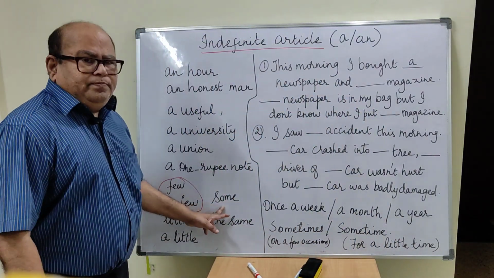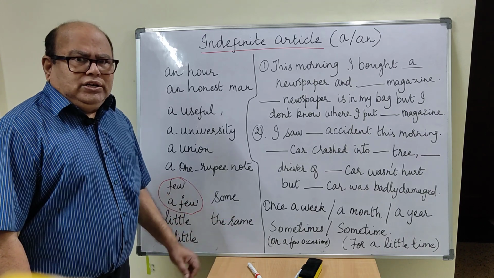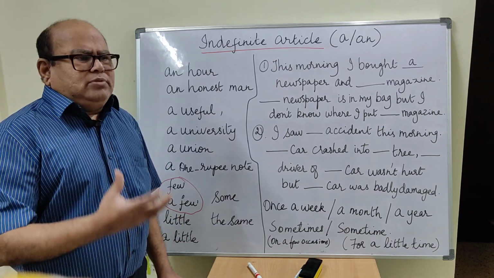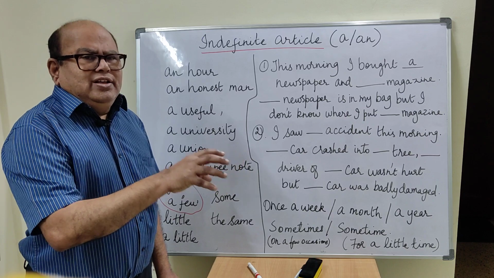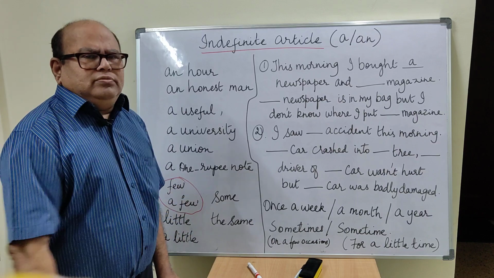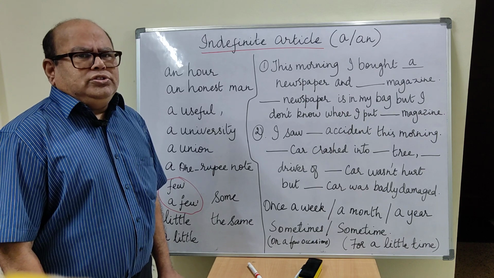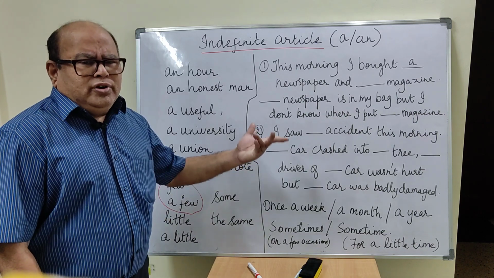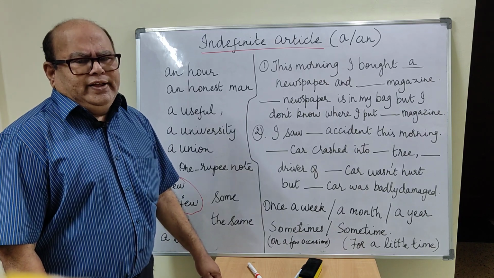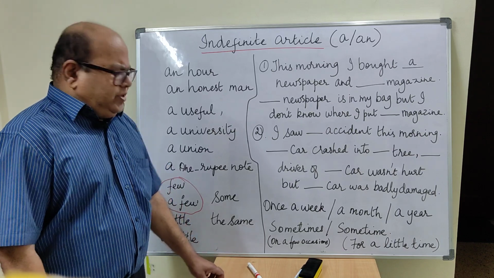Look at the next one. Some. With regard to uncountable nouns, it means a little. There is some sugar in the container. Some sugar, a little. Some salt, a little. Whereas with regard to countable nouns, it means a few. There are some boys sitting in the classroom and chit-chatting, gossiping. Some boys, a few.